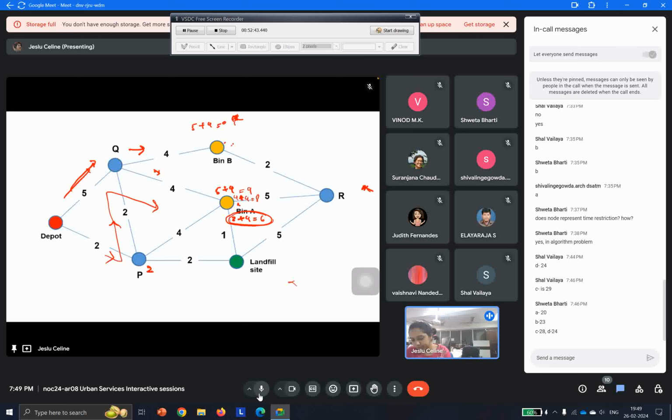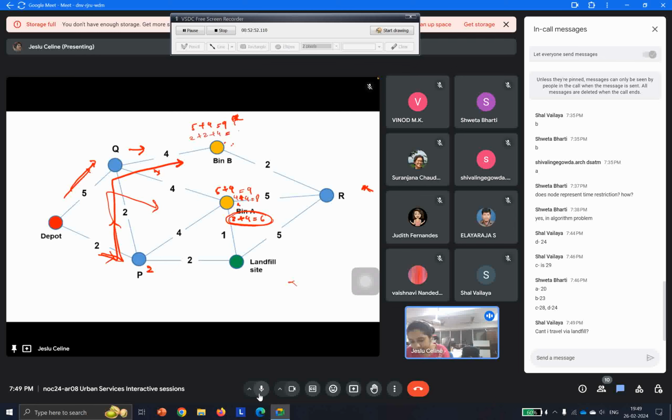Now, is there any other method? I can also travel this way, P, Q, and R. So that becomes 2 plus 2 plus 4, which is 8. And I can travel this way, which is 2 plus 4 plus 4, which is 10. Is there any other way to travel?